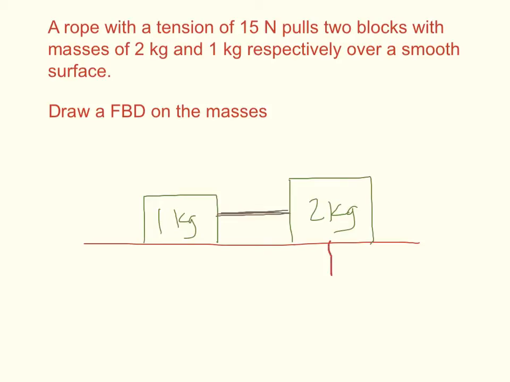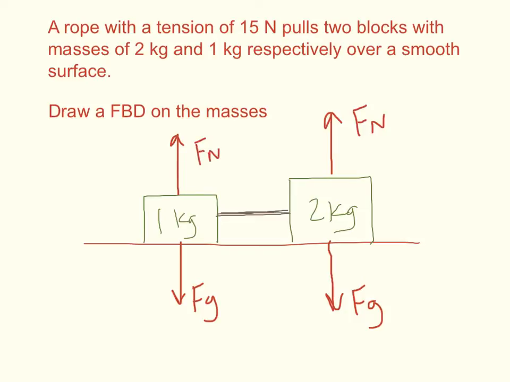As always, we have a force of gravity that acts down on each mass. Because this is on a surface, there's a normal force that acts up on it. Now if we look at the other mass, 1 kilogram, we're not done with the 2, but we'll look at the 1. There is a force of gravity also on the 1 kilogram mass and a normal force on the 1 kilogram mass.